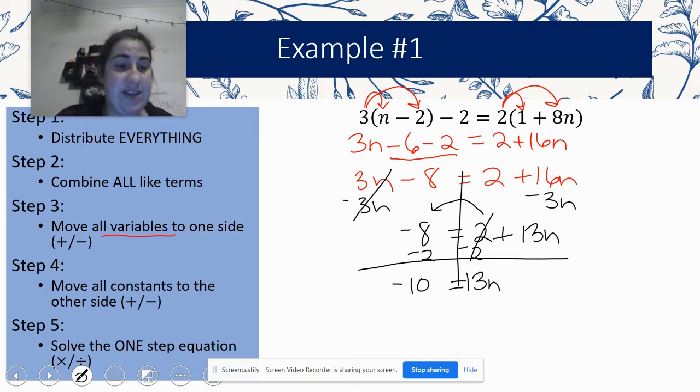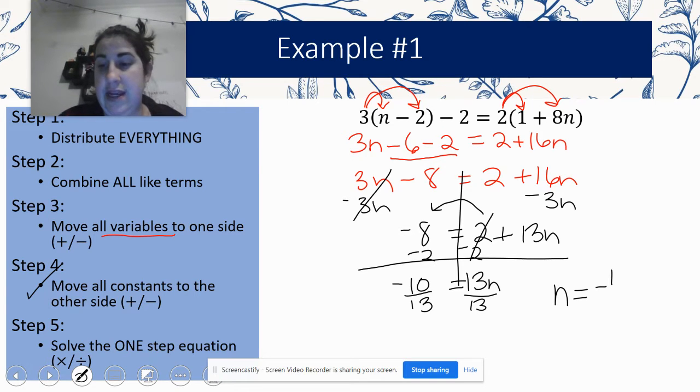Then I have to get rid of this 7. So I need to solve the one-step equation. I'm going to divide by 7 on both sides. So n is equal to negative 10 over 7. And that's my final answer.